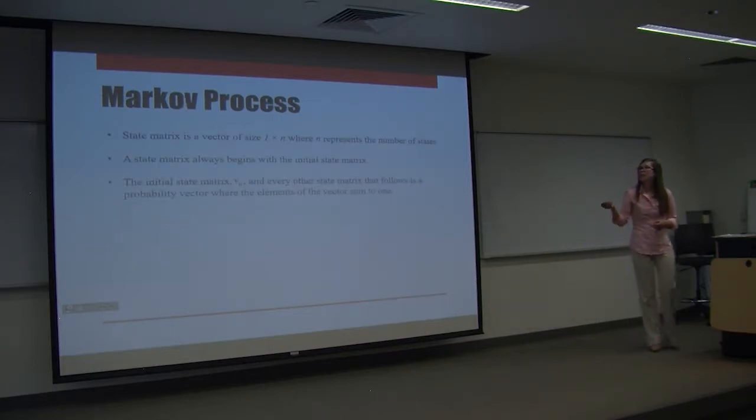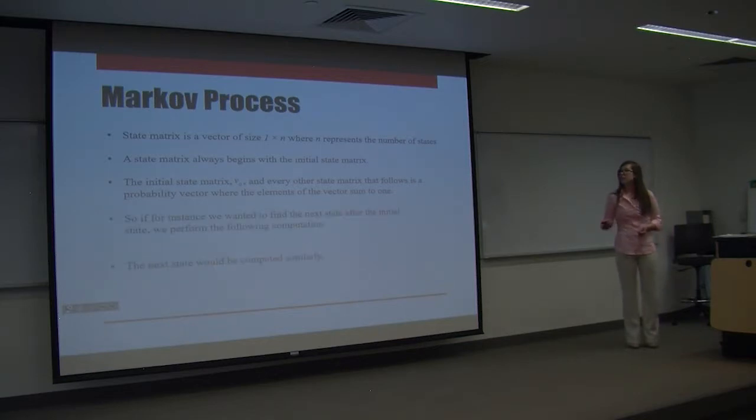So then the state matrix becomes a vector of size 1 by n, where n once again represents the number of states, and a state matrix always begins with what is known as an initial state matrix. The initial state matrix V0 and every other matrix that follows is a probability vector where all of the elements in the vector sum to 1.